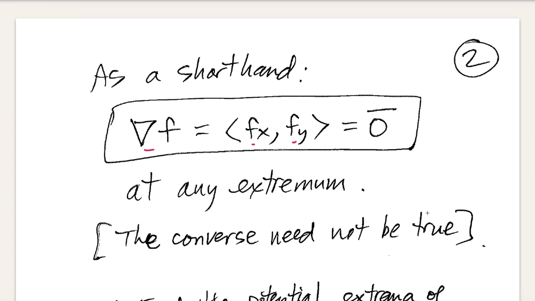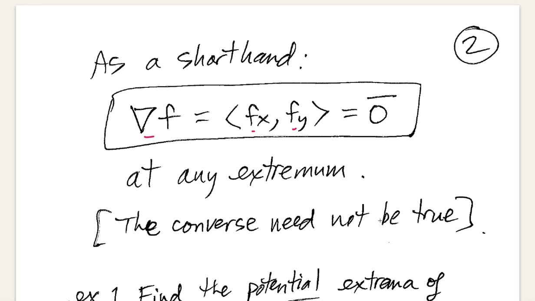This should remind you, more than a little bit, of what happened in Calc 1. Remember in Calc 1, to find extrema, local maxima or minima, you were taking derivatives of the function and setting it to 0. But do you remember that sometimes you could have points, for example, points of inflection, where the derivative was 0, but it was neither a minimum nor a maximum? Well, the same thing's going to happen in this situation here. So I say here the converse need not be true.